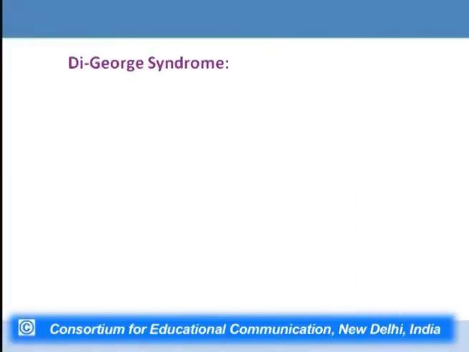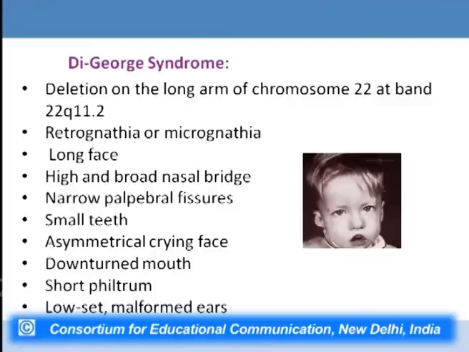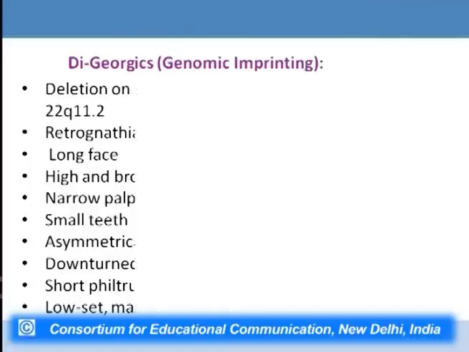And there is another syndrome, known as Di George syndrome, which is caused because of deletion on the long arm of chromosome 22, which leads to a long face, high and broad nasal bridge, small teeth, downturned mouth and malformed ears. This is a picture of individuals suffering from this syndrome. So these are the individuals. These are some syndromes which occur because of abnormalities in the number of chromosomes.